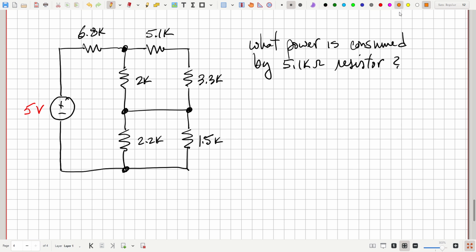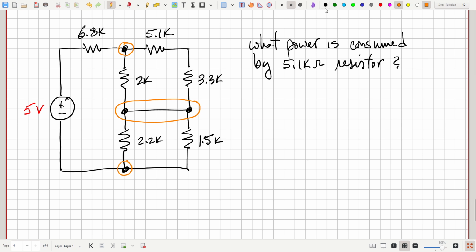Okay, find all the essential nodes. Here's one. Here's another. Now, got to be careful here. These are not 2 different essential nodes because they're connected by a wire. Those are all one essential node. Everything connected by wires is part of the same electrical node.